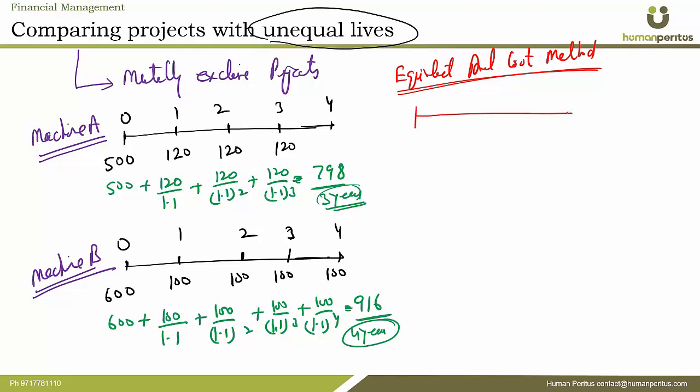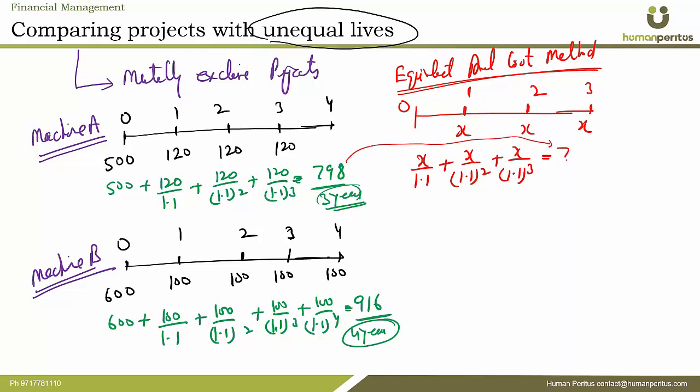For machine A, with years 0, 1, 2, 3, you find the yearly cost. So for example, the yearly cost is x. If we calculate NPV for this one, this will become x by 1.1 square, x by 1.1 cube. I'm just calculating the discounted present values, and I equate this to 798. I calculate my value of x and it comes out to be 321.